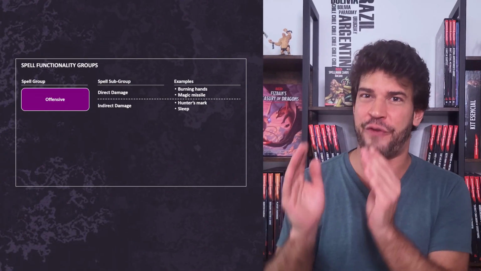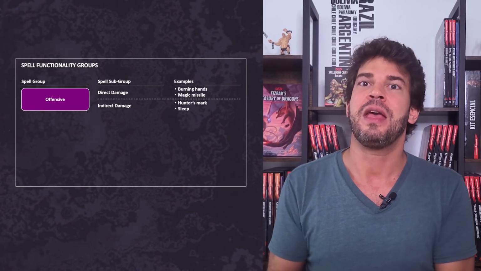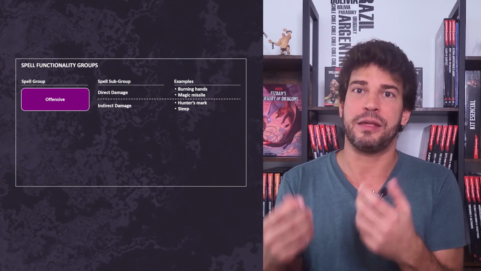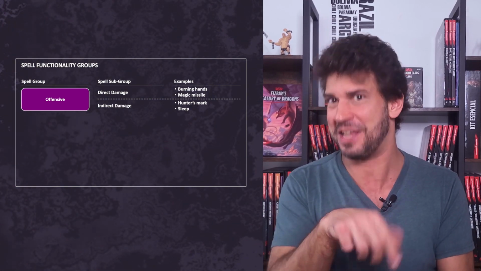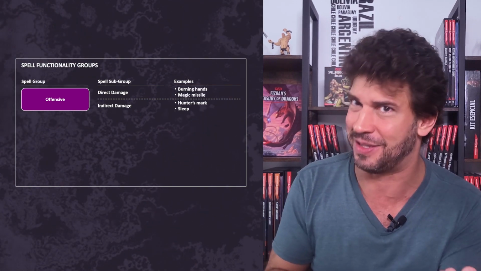Choosing spells has always been a major headache for me, until I finally got the idea to group spells according to their functionality. And I work with 4 groups. See if those groups make sense for you. The first one is offensive spells. They are basically the spells that cause direct or indirect damage. Yes, indirect damage, I mean smite.